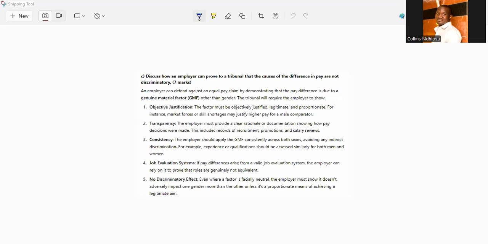So we've talked about these key points. To defend against an equal pay claim, the employer must, number one, show a real and fair reason for the pay difference. Number two, provide clear records to support the decision. Number three, show fair treatment for both men and women, and also a valid job evaluation if used. And the policy must show that it does not harm one gender more than the other. These are some of the points that we should look through.